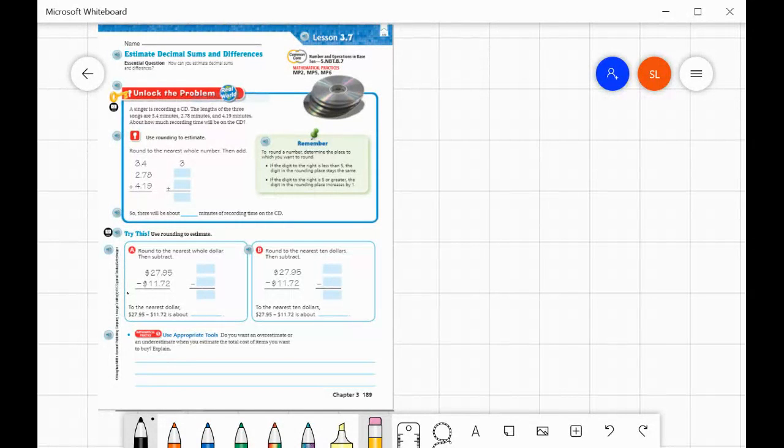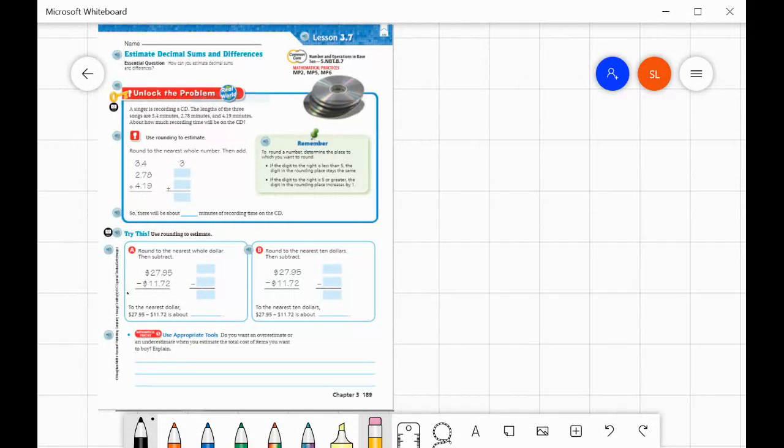So let's take a look at the first problem. A singer is recording a CD. The lengths of the time of the songs are 3 and 4/10 minutes, 2 and 78 hundredths minutes, and 4 and 19 hundredths minutes. So 4.19, 2.78, and 3.4. We're going to use rounding to estimate. So we're going to round to the nearest whole number.